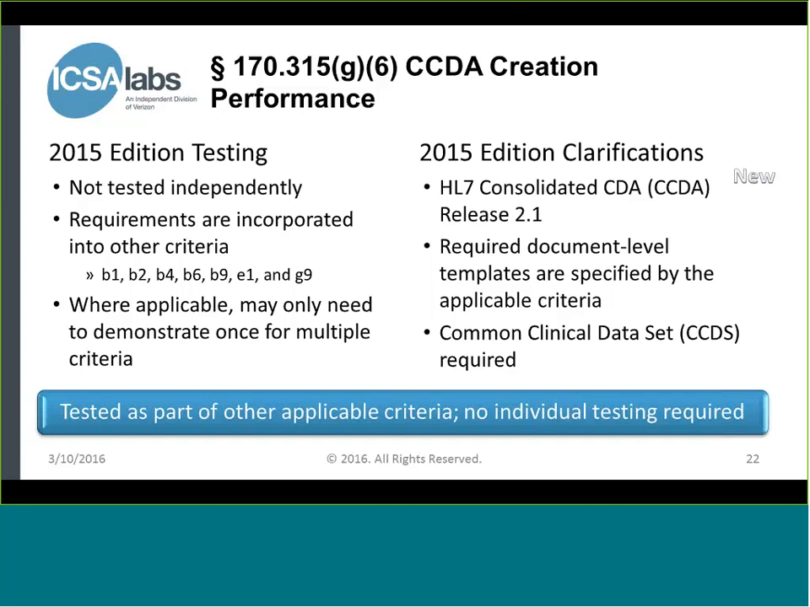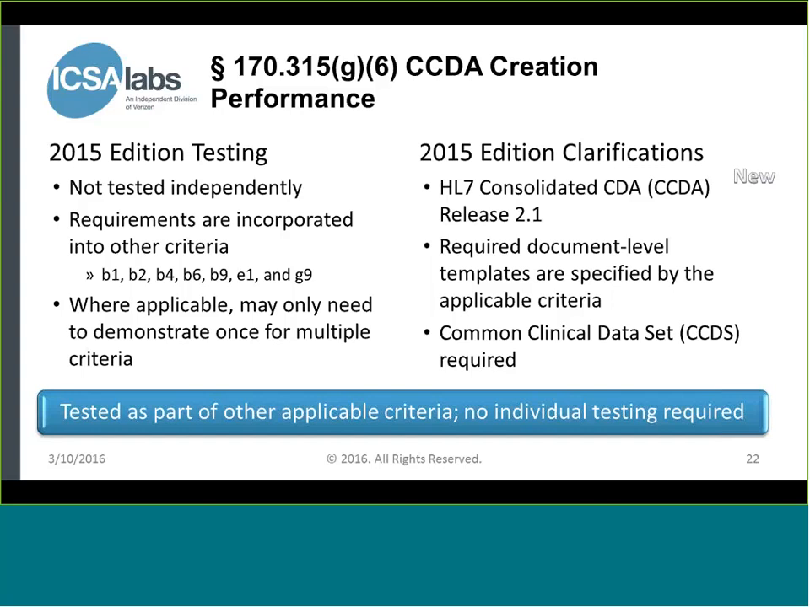The test procedure states that where applicable, you may only need to demonstrate the requirements for G6 once and have it apply across multiple criteria. That could be a bit misleading, though, because some of those criteria require different CCDA document templates. So while it is true that you may only need to demonstrate certain aspects of G6 once across multiple criteria, that's going to vary between criteria and some of the individual requirements.